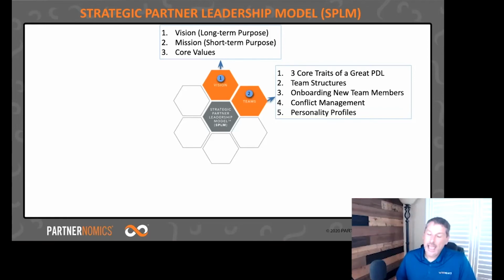And then finally, we have the personality profiles. We've all heard of DISC and Myers-Briggs and Colby and all of these different assessments. What's important is to understand different personality types and what influences people. For example, we may have somebody that is very introverted. You may have other people that are very extroverted. Well, they communicate in very different ways.